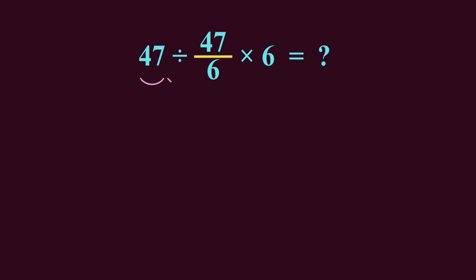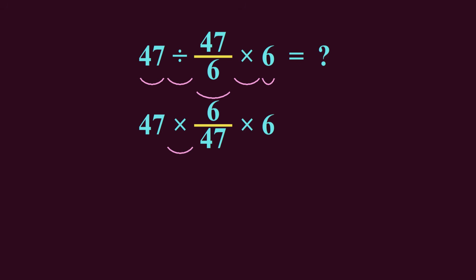47 divided by 47 over 6. To do this division, write down the 47, then change division to multiplication and flip this fraction to 6 over 47. And here again we have times 6. Now we have this new problem. First we do this multiplication.